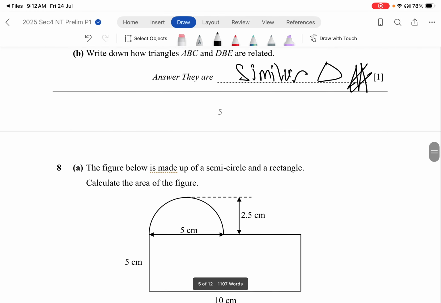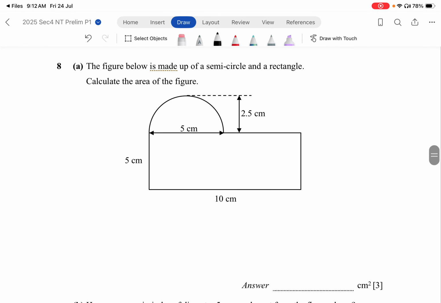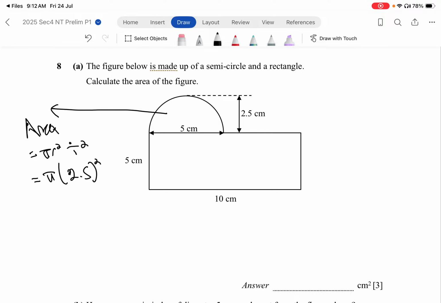The next one. The figure is made of a semicircle and a rectangle. Calculate the area of the figure. So this area is the area of this semicircle, which is pi r squared divided by 2. Pi times 2.5 squared divided by 2. That's the area for this one. Then you get the answer.